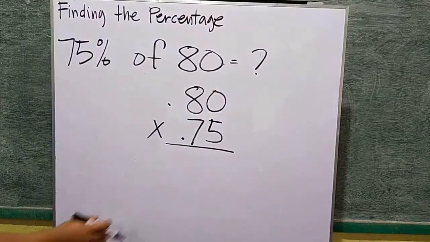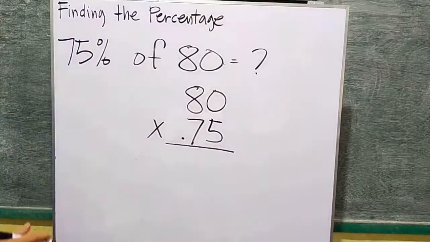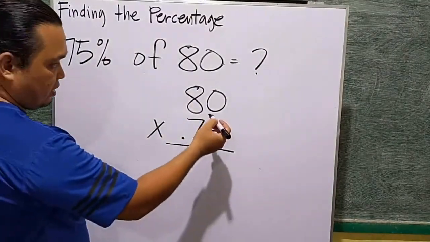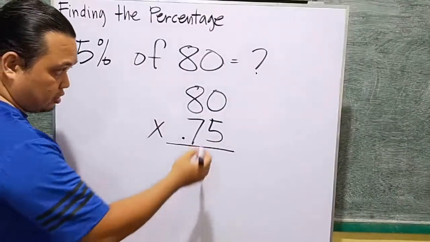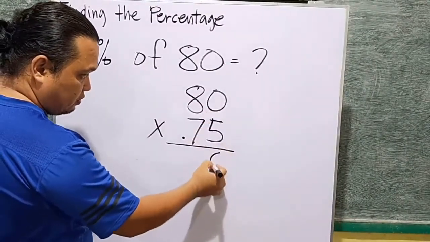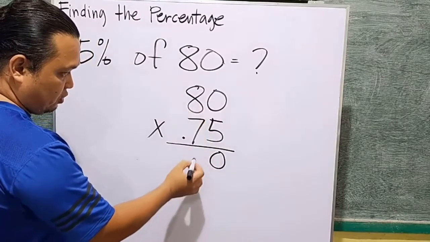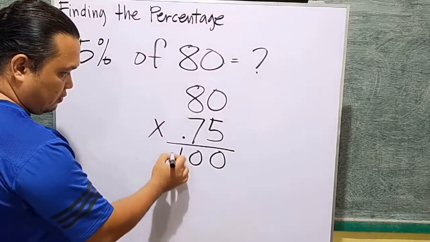Okay, so 80 times 0.75. Let's do that. Let's multiply just like whole numbers. So let's start. 5 times 0, 0. 5 times 8 is 40, 0 and 4.